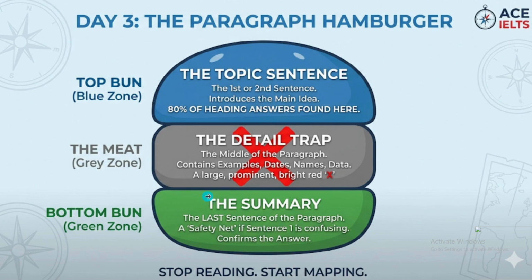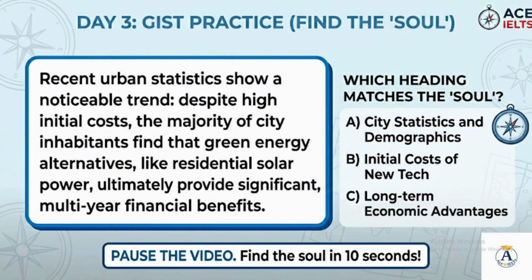The ACE IELTS strategy is to focus on the buns. Ignore the meat on your first pass. So, let's try it. Look at this text on the screen. I have hidden the highlights. I want you to look only at the first sentence. Pause the video. Which heading matches the soul? A, B, or C? Type it in the comments.